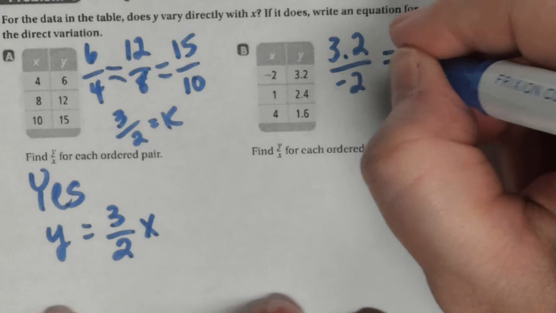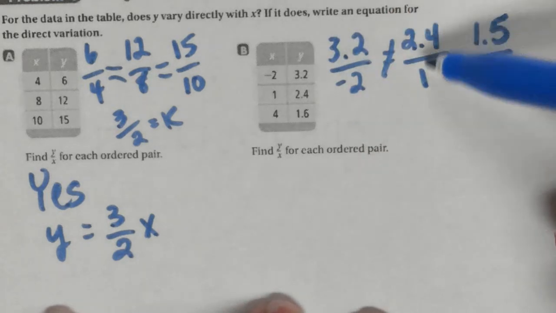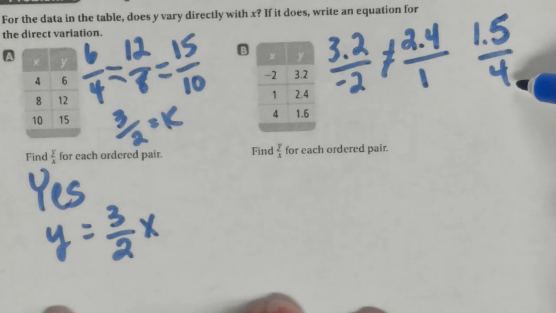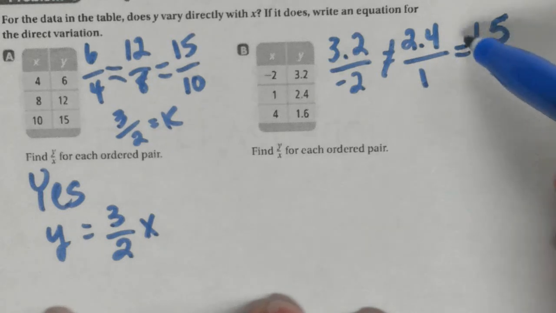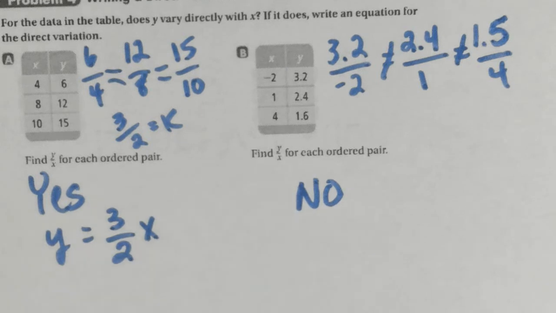So these two are not equal, and these two can't be equal because this is a big number over a smaller number, and this one's a smaller number over a bigger number. So there's no way. This is a no, because those y over x values are not the same thing. And that's what it says to do. It says if it did represent direct variation, we write the equation. We said this one doesn't, so we don't have to write an equation for it.